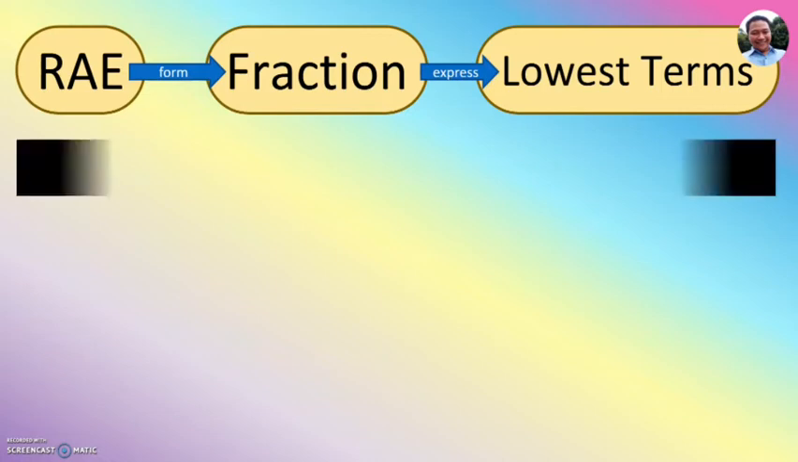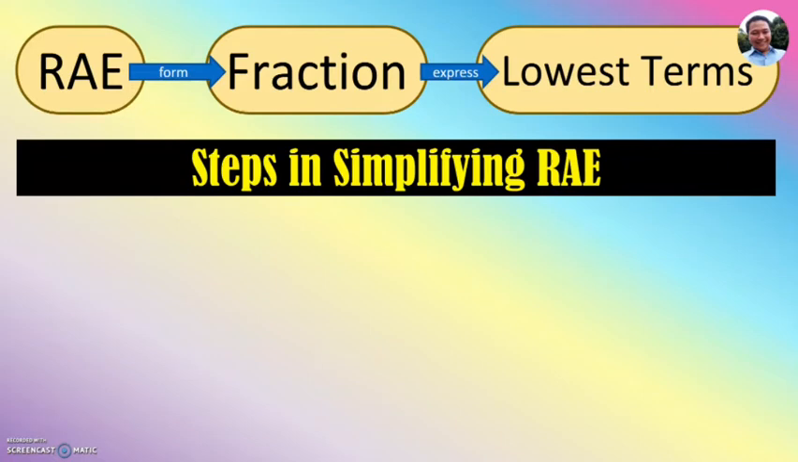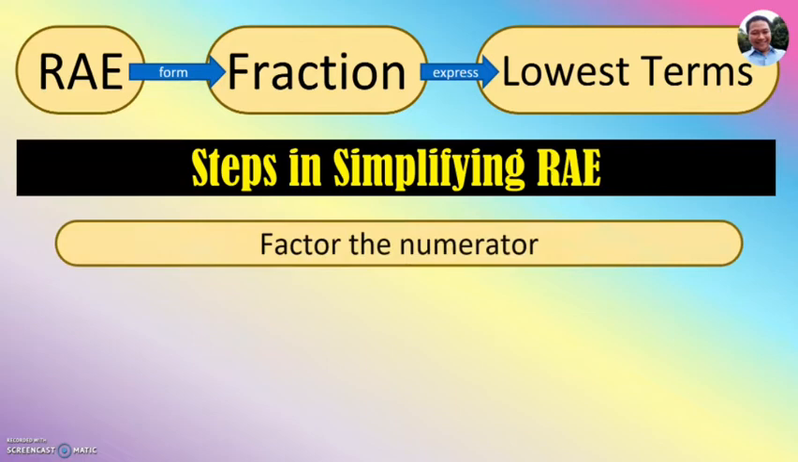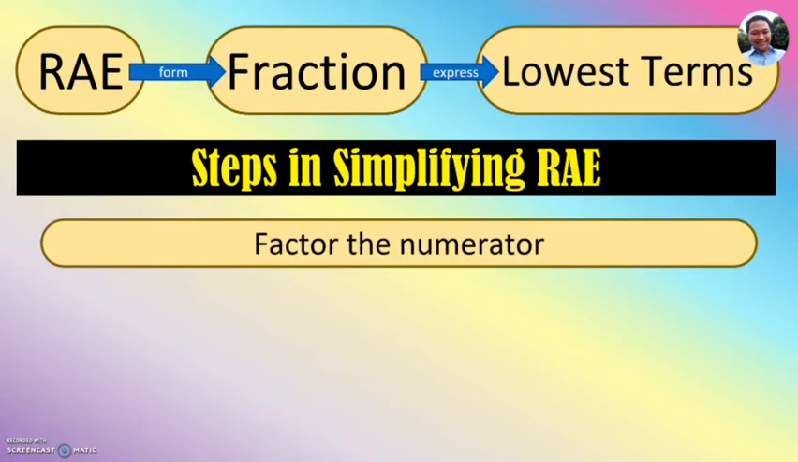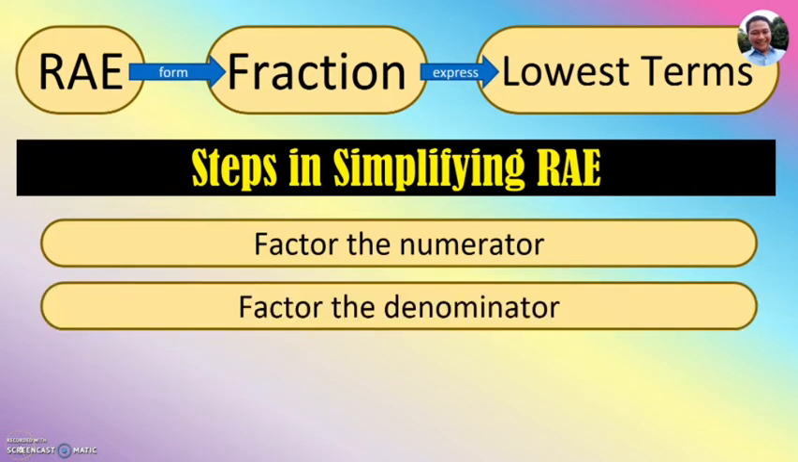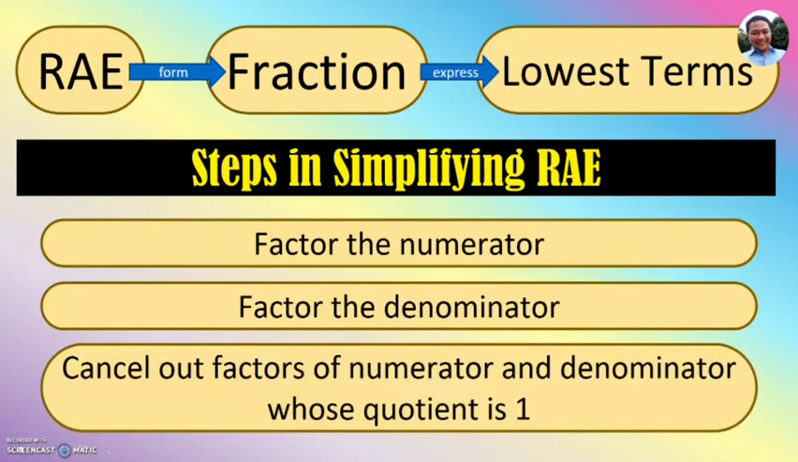So here are the steps that we need to follow in simplifying rational algebraic expressions. Number 1, factor the numerator. Number 2, factor the denominator. And number 3, cancel out factors of the numerator and denominator whose quotient is equal to 1.